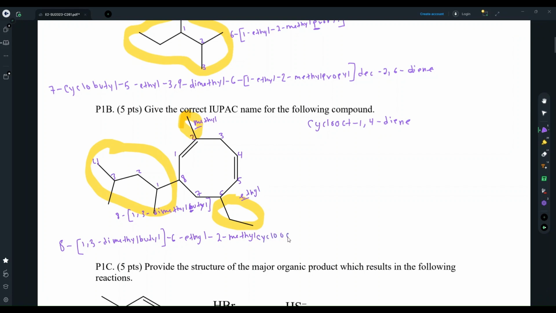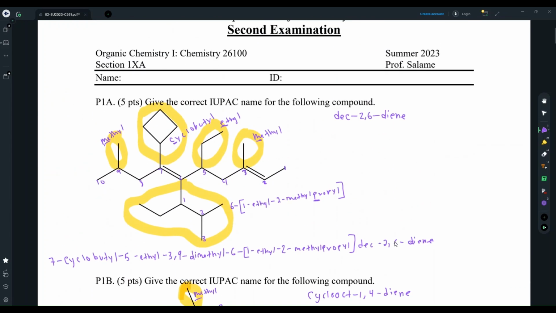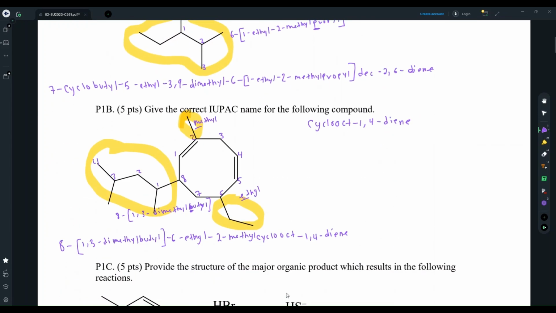Cyclo oct dash 1, comma 4 dash diene, right? Because it would be an octene, but we separate the front and the end of the name. We put our starting numbers for both alkenes, and then the prefix di for two of the alkenes. So this is the name I got. If it looks different from yours, we can talk about it, because mine could also be wrong, right? So this is what I got for both of these problems, and that's about it.